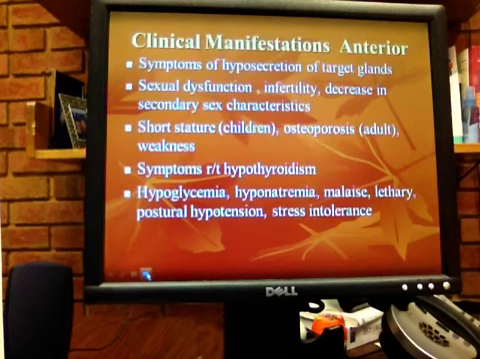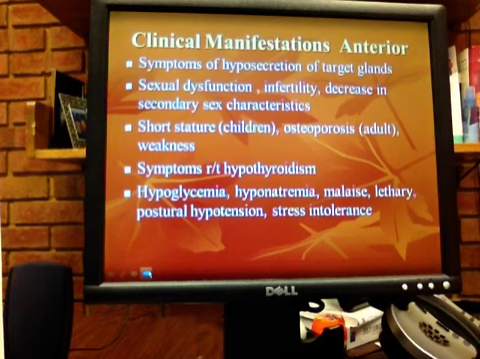Now your clinical manifestations of hypopituitarism, the anterior hypopituitary symptoms. A person with hypopituitarism has a deficiency of one or more of the anterior pituitary hormones. A decreased production of all of the anterior pituitary hormones is very rare. Usually you'll have a significant decrease in one and a lesser decrease in the other hormones. The most common hormone deficiencies are going to be growth hormone and your gonadotropin hormones.